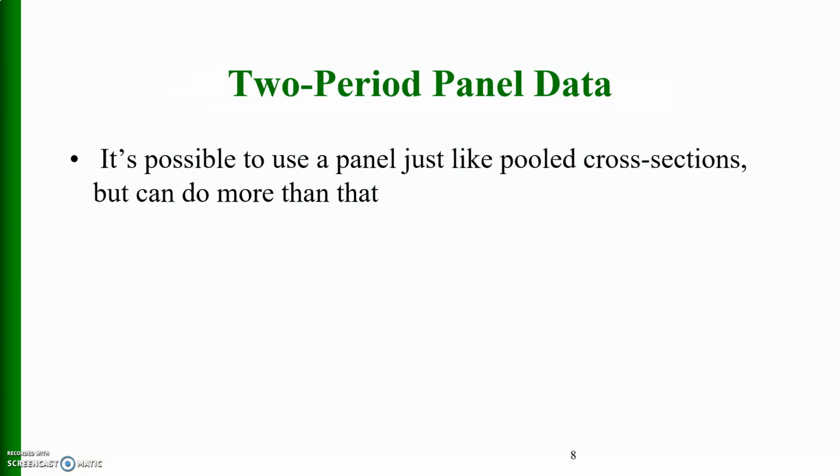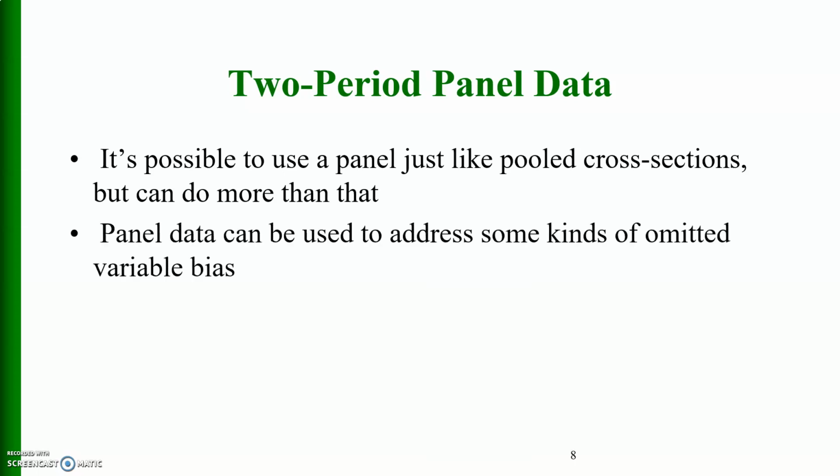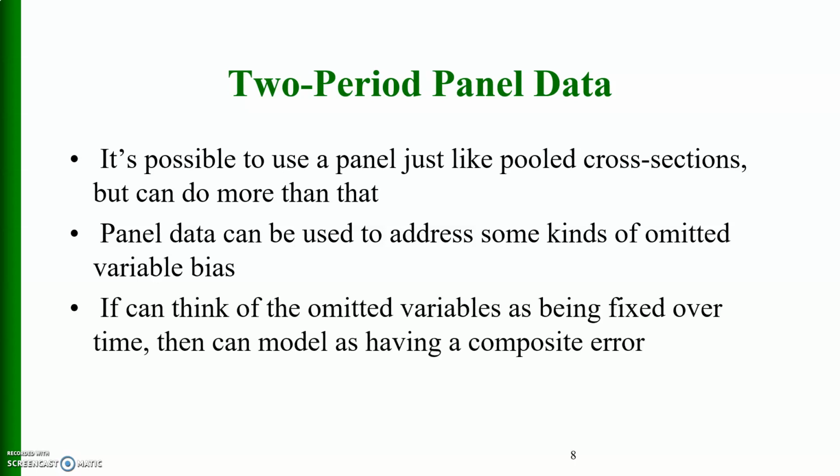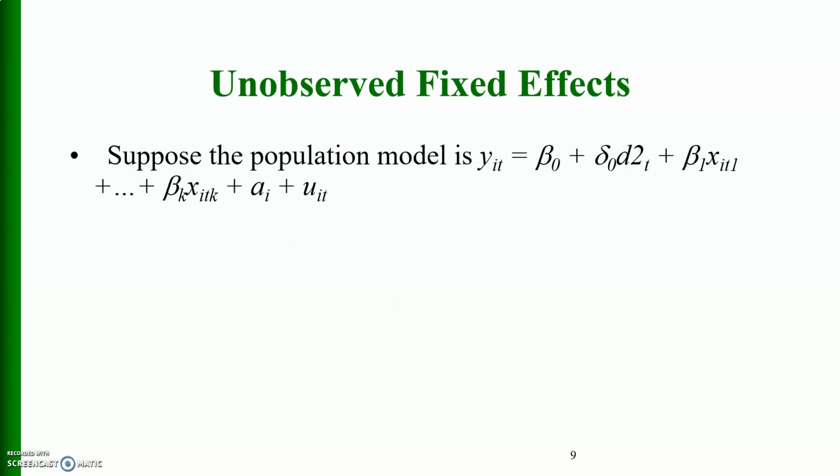Two-period panel data. Sometimes it may be possible to use a panel just like pooled cross sections, but we can do more than that. Panel data can also be used to address some kinds of omitted variable bias. If we can think of the omitted variables as being fixed over time, then we can model it as having a composite error. We can also use panel data for the unobserved fixed effects.